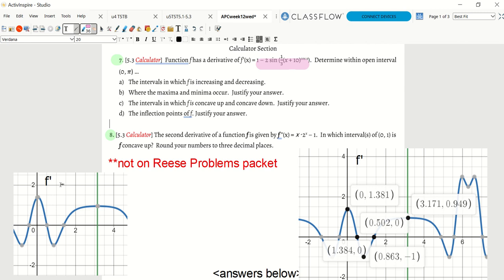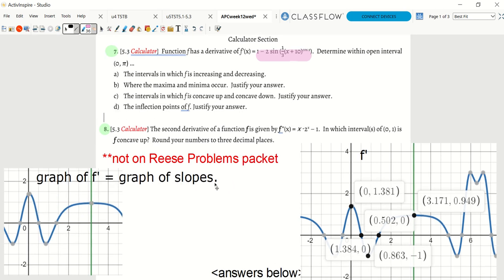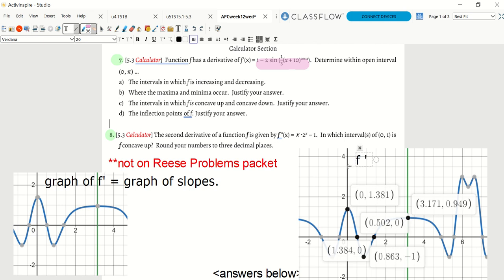Again, this is the graph of f prime over here, which is the graph of slopes. Graph of f prime equals the graph of slopes. And same thing over here, graph of f prime.